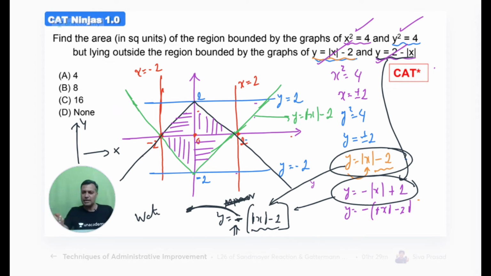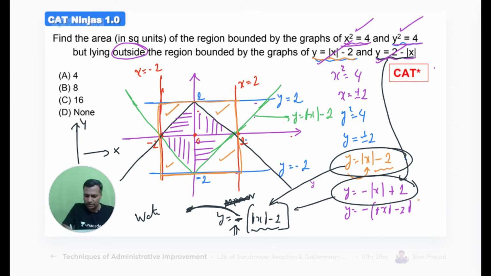So basically you're saying that bounded by the graphs x square is equal to 4, y square is equal to 4, and lying outside the bounded region means whatever I have hashed, get rid of that region. Technically, get rid of the hashed area, which means I want this area, this area, this area, and this area. Nothing but half of the complete square. This is the complete square. The hashed area is half, the unhashed area is the other half.